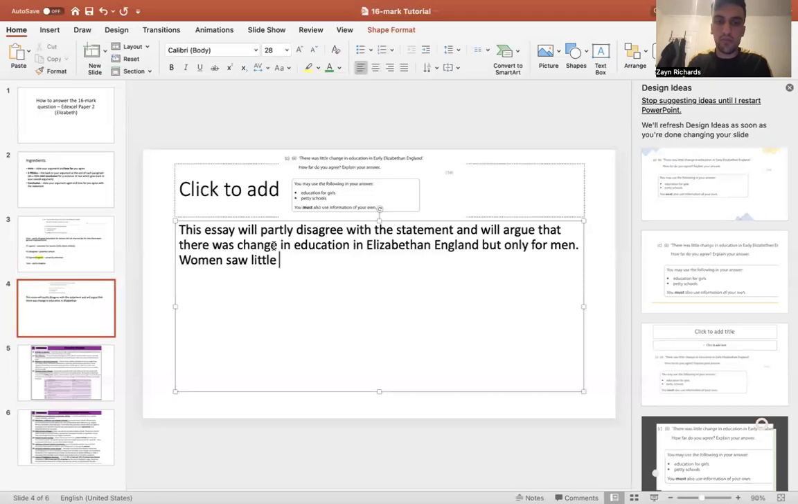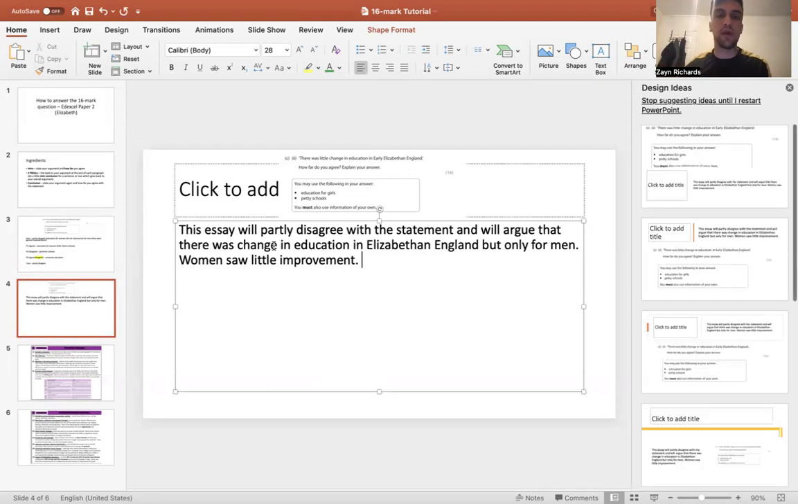Women saw little improvement. Now, you don't have to do this next part. I'm just going to do it because this is the kind of good habit you want to build with writing introductions going forward, especially if you do A-level history. But again, if you're running out of time in an exam, you don't need to. This is enough. Okay, that's enough as an intro. Okay, the bonus part we might say is what factors we're going to do.